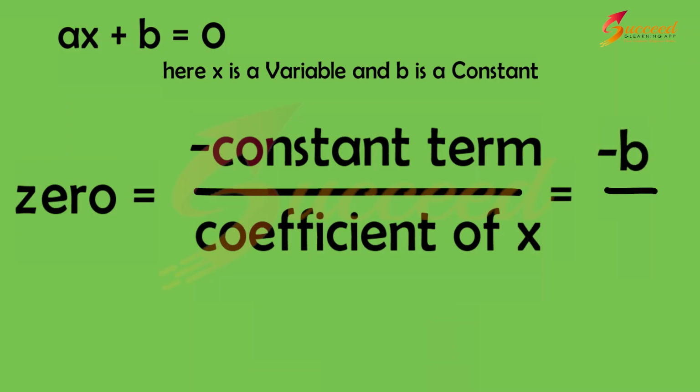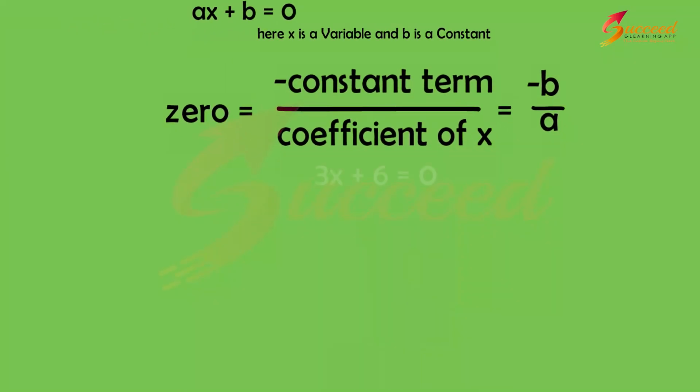Let us understand this with the example of 3x plus 6 equals 0. Here, to find the value of x, we will send plus 6 to the right hand side. We get 3x equals minus 6.